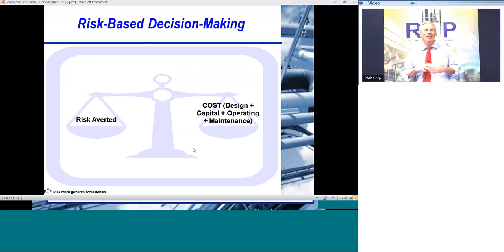All right, so I want to talk about risk-based decision-making. This is fundamental to the design as you're trying to achieve a certain degree of operability and safety. When you're looking at design options, you're trying to balance the risk averted versus the costs involved: design costs, capital costs for equipment, and the cost of operations and maintenance. That's this whole concept of risk-based decision-making that you'll infuse, either conceptually, qualitatively, or quantitatively, into the HAZOP process.